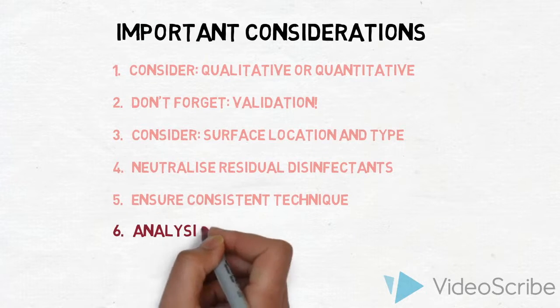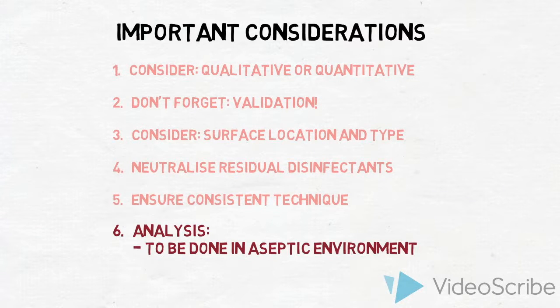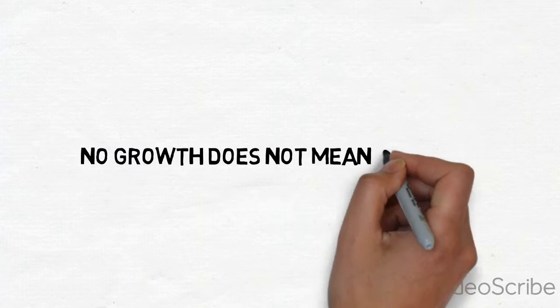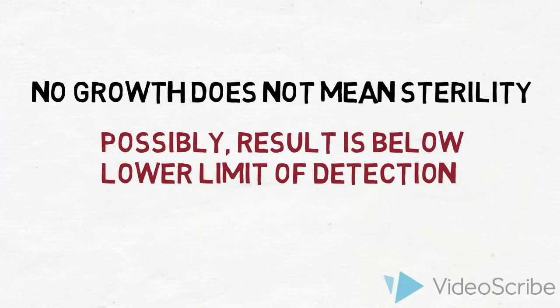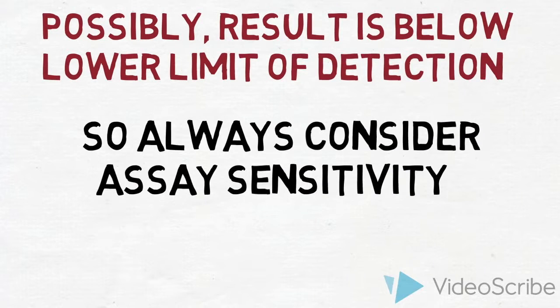During the analysis of the sample, we should eliminate any possible contaminants that might be present. The analysis should be performed in an aseptic environment. Even when the results show no growth, it does not represent a sterile surface. This is because it is essential to consider the possibility of having microbes below the level of detection of the assay method in this scenario. Therefore, consideration of the assay sensitivity is important in this case.